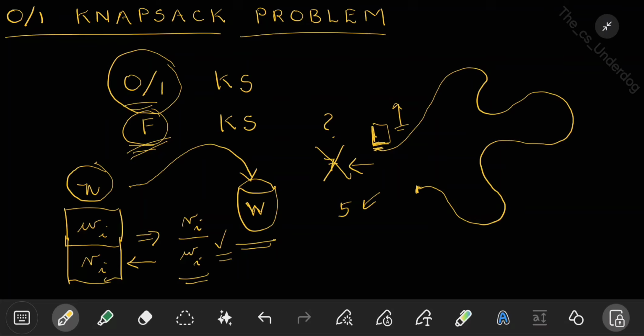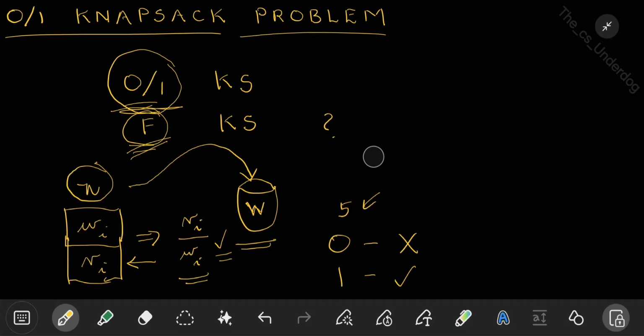Because you are not allowed to take fractions. It is 0, 1. What is 0, 1? 0 means you are not taking it. 1 means you are taking it. Either take the full item or don't take it at all. You are not allowed to take fractions. This is 0, 1 knapsack.